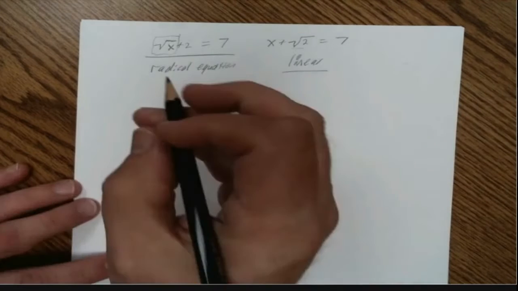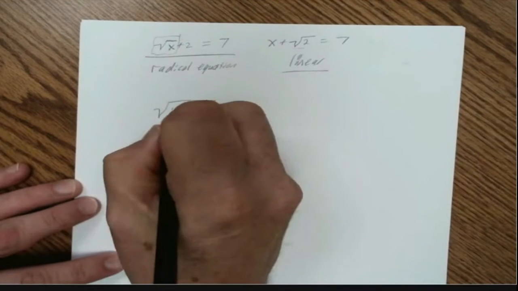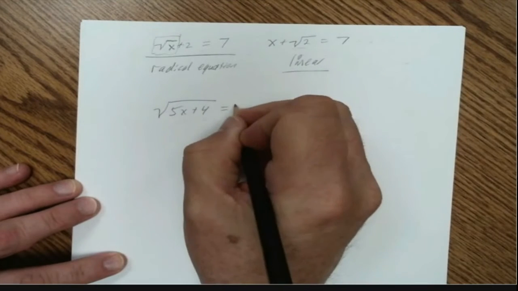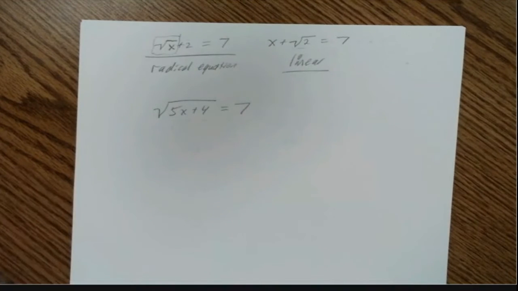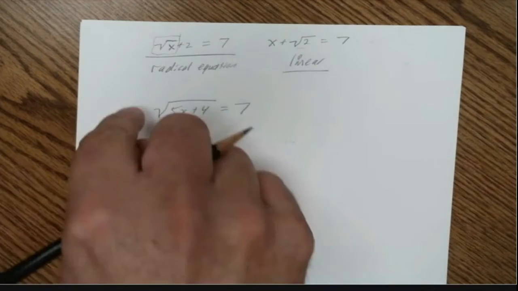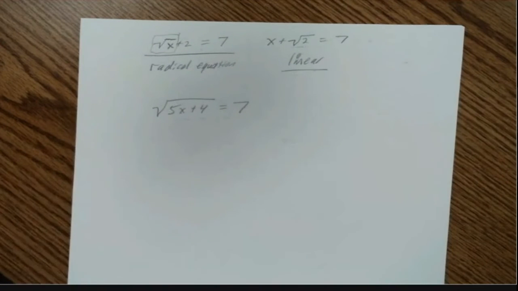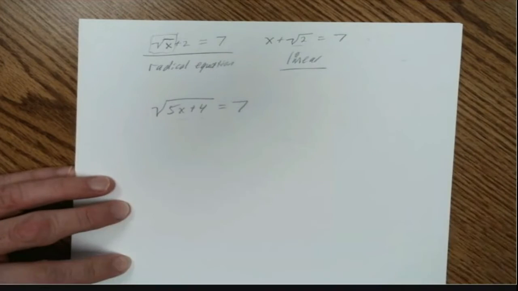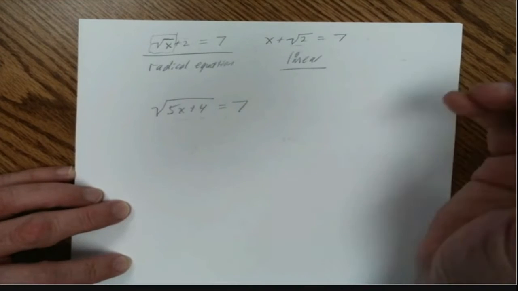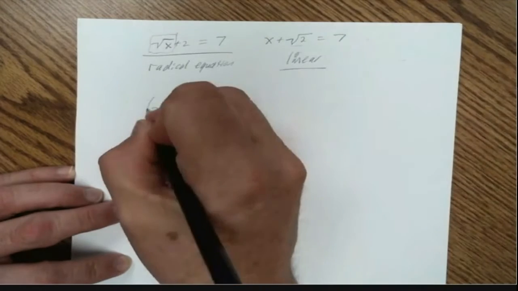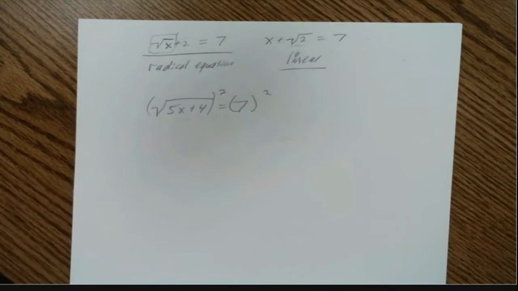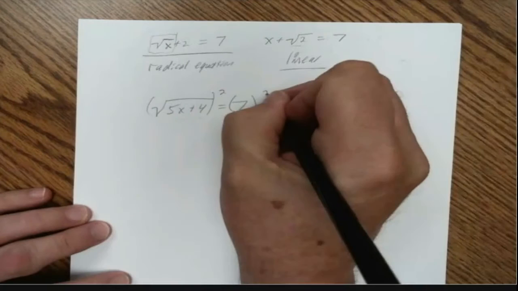So let's get this one to solve. Let's start with the square root of 5x plus 4 equals 7, and we're trying to solve this for x. We've got this big radical thing in our way. To get rid of a radical, you have to do the opposite operation. The opposite operation is squaring it. So let's square it, which means we need to do that to both sides. We can't do anything to one side that we don't do to the other side.